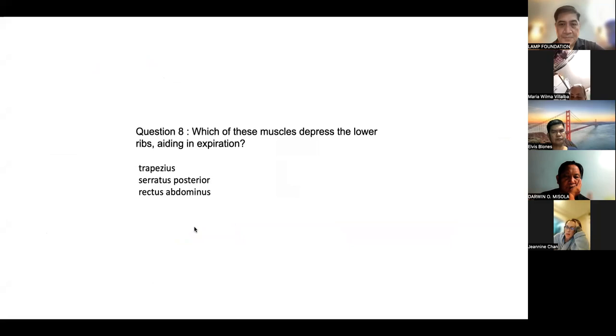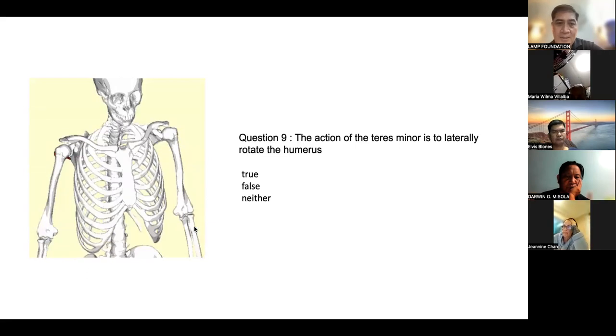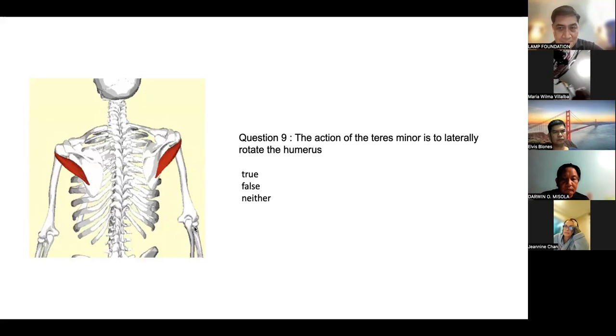Rectus abdominis. Would you like to consider your answer? I depress. Serratus pala. Serratus posterior. The action of the teres minor is to laterally rotate the humerus. True or false? True. Okay. The action of the serratus posterior is to depress the lower ribs, aiding in expiration.